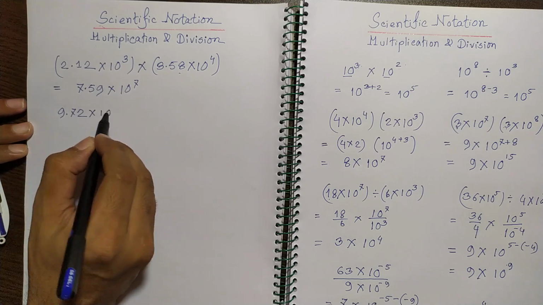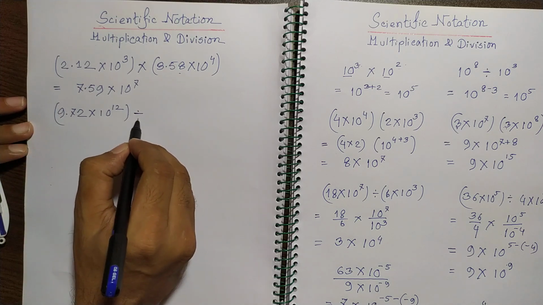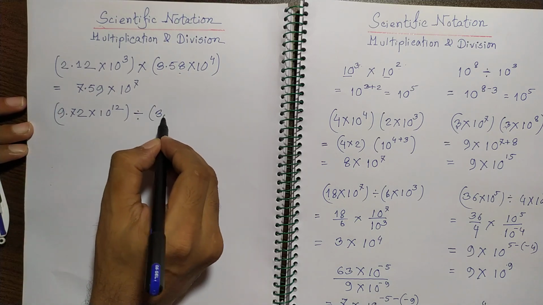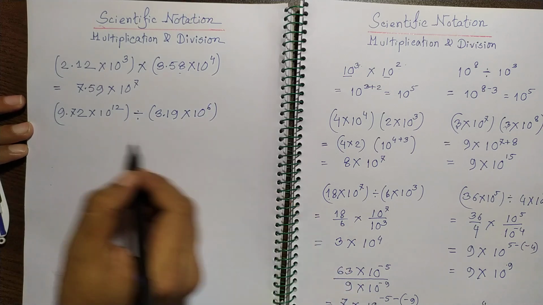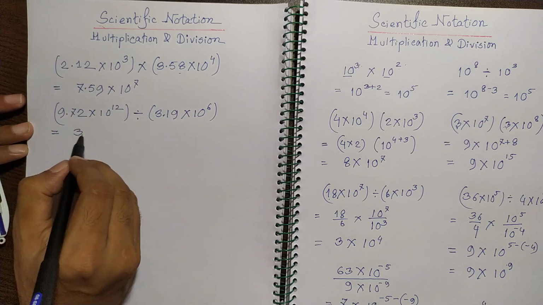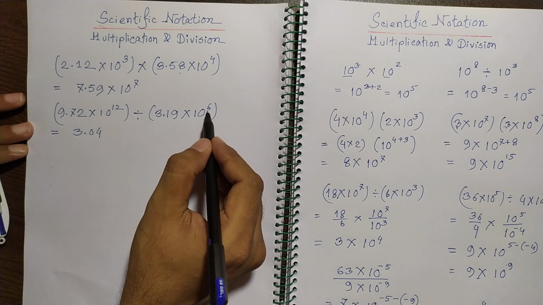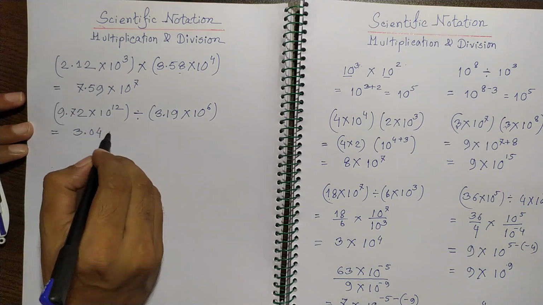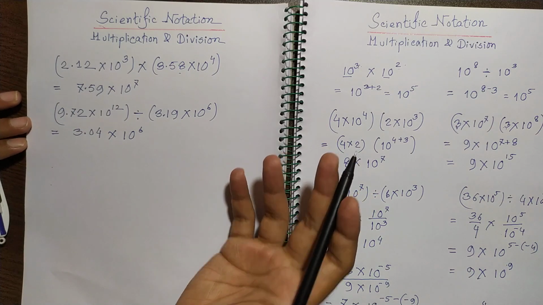Okay, and now you see 9.72 times 10 to the power 12, suppose, and I am dividing it by 3.19 times 10 to the power 6. What would be? If you divide 9.72 by 3.19, it would be 3.04. Now you see the 12 divided by 6, so 12 minus 6, it would be 10 to the power 6.